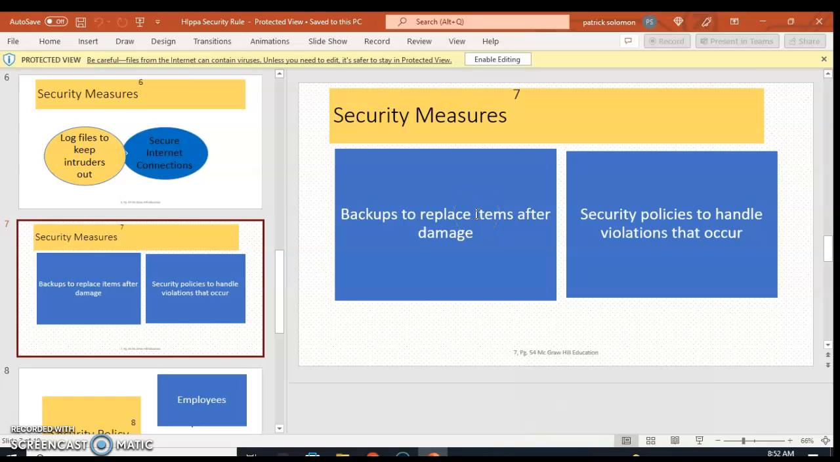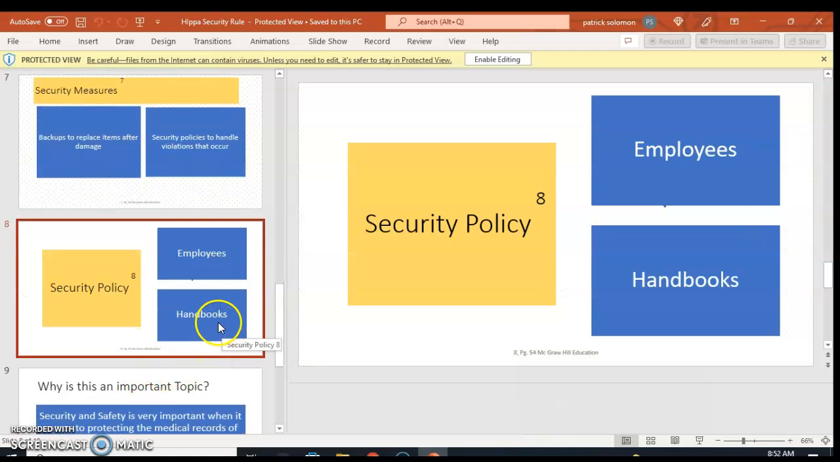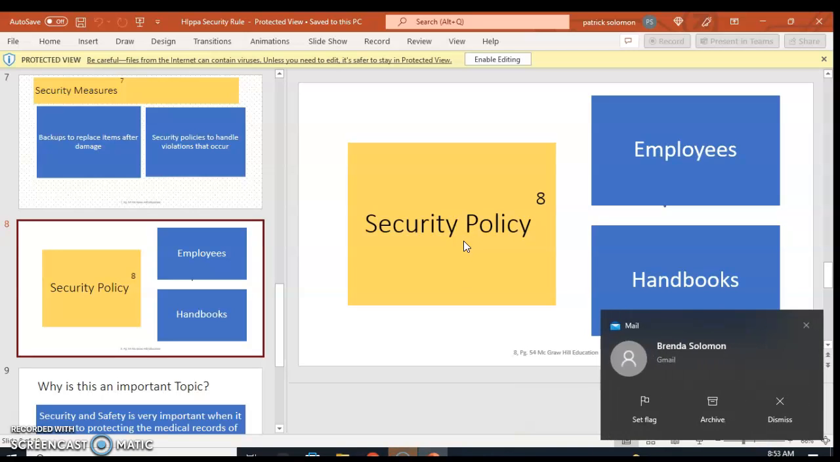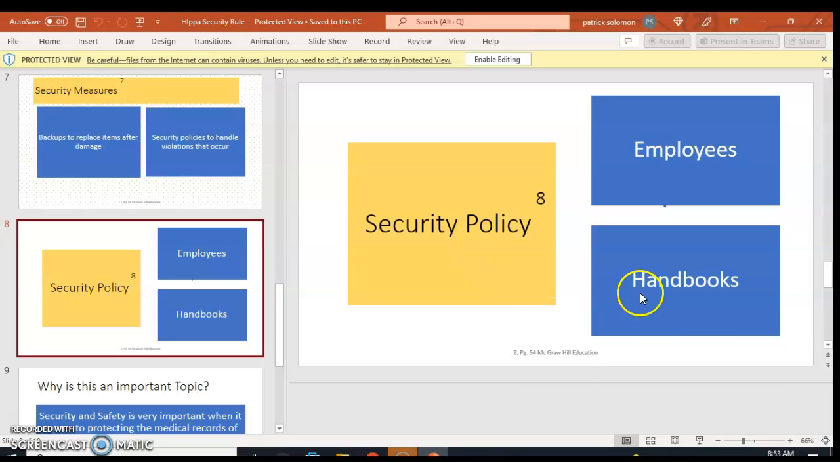Security policy. Employees need to know how to keep patients' information secure. That should be in handbooks. That should be written in when you log on your computer, or something that's everyday knowledge to keep it in the minds of the employees that they have to, at all costs, protect patients' medical information.